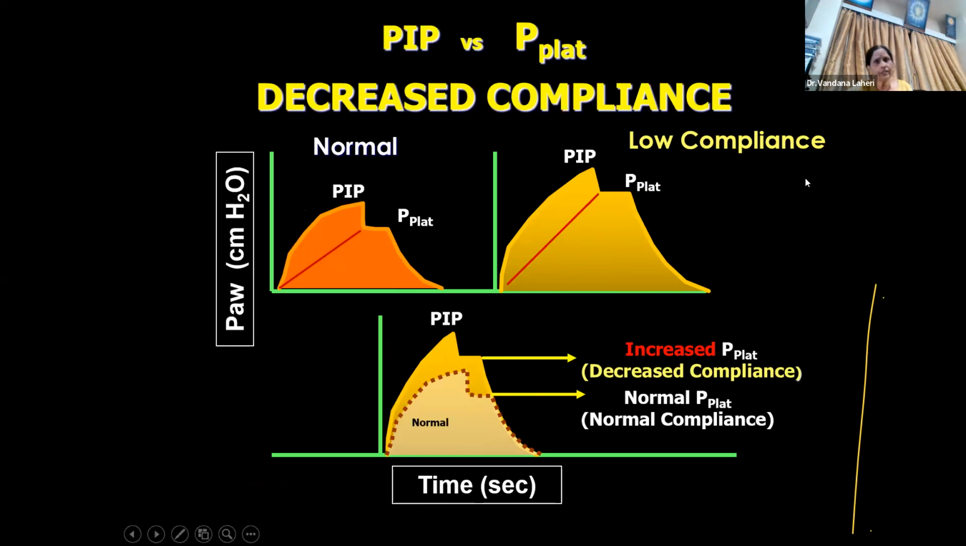So maybe somebody is leaning on the chest during surgery, let us say, or maybe there are a lot of secretions, the lungs have become stiffened and all that. So that is what decreased compliance is.